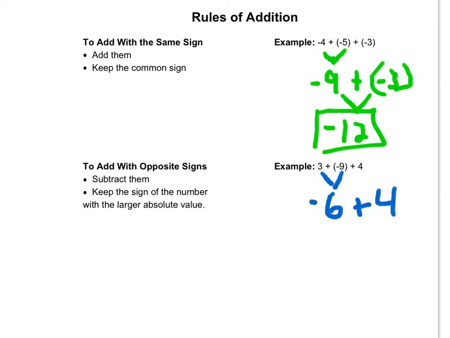Then I'm going to add on 4. Okay, -6 plus 4, again, they're different signs, so I subtract the numbers. 6 minus 4 is 2. And -6 is farther away from 0 than 4, so I keep the negative sign. Okay, and those are the rules for adding integers.